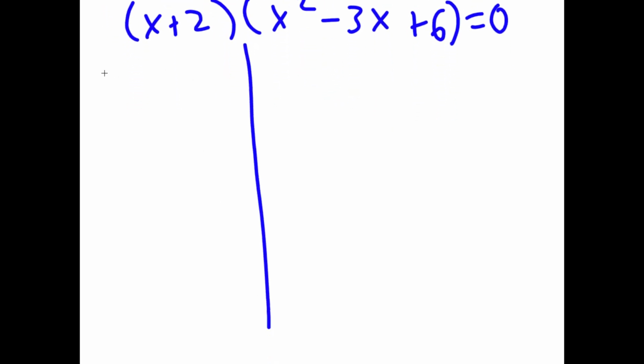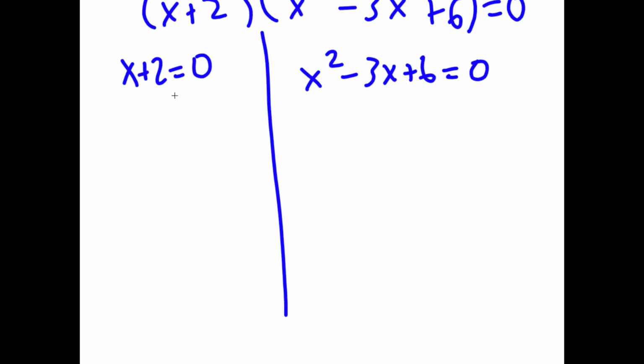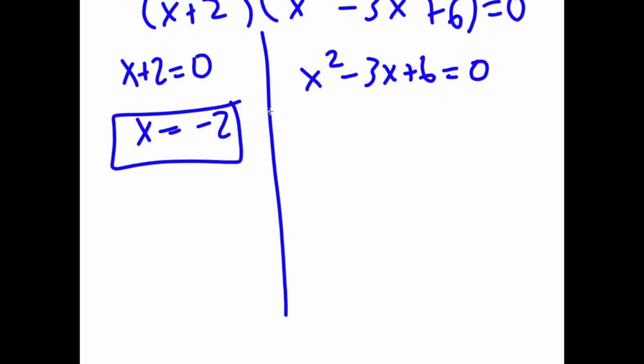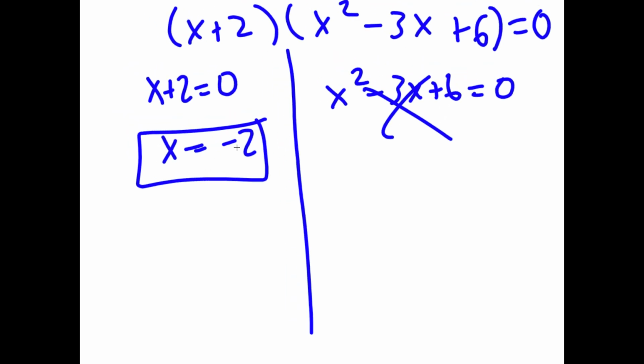Now, I get two equations from this. I get x plus 2 is equal to 0, and I get x squared minus 3x plus 6 is equal to 0. So for x plus 2 equals 0, x is obviously equal to negative 2. And for x squared minus 3x plus 6 equals 0, you have to use the quadratic formula. I'm not going to waste your time by actually plugging these into the quadratic formula, but the final answer is that it's going to be rejected because the square root is going to be negative, and you can't take the square root of a negative. So my only answer is x equals negative 2.